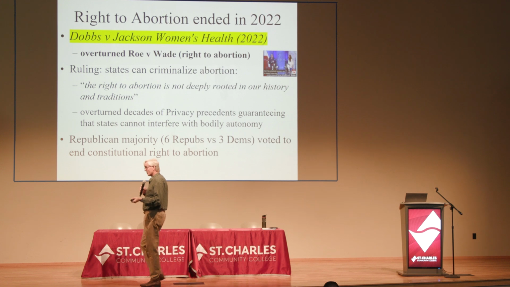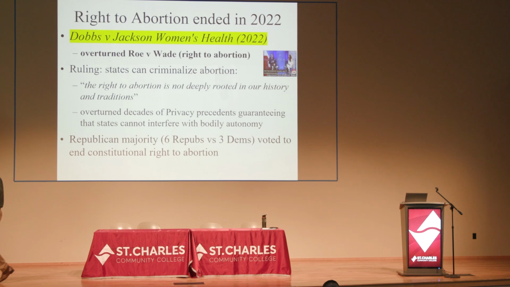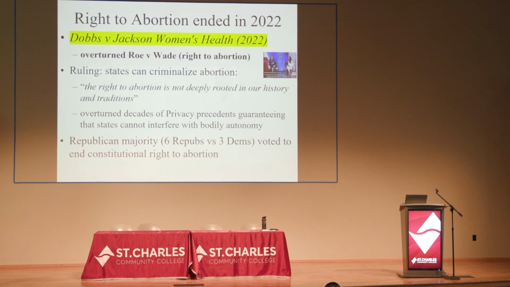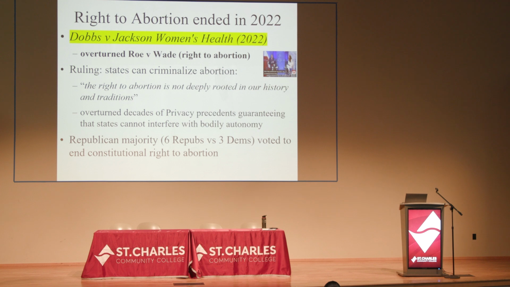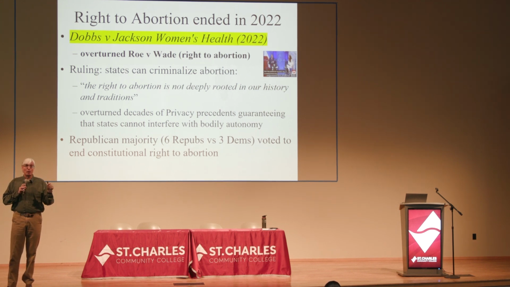So for 50 years, we had the right to an abortion, and in the Dobbs decision, the Supreme Court ruled that there is no longer a right to abortion. And in my opinion, again, my opinion doesn't count. I'm just a faculty member at St. Charles Community College. I just teach politics here, so what do I know, right? But in my opinion, it was a horrific decision because it gave no protections to women whatsoever. It ruled that the states can pretty much outright ban abortions without other protections.